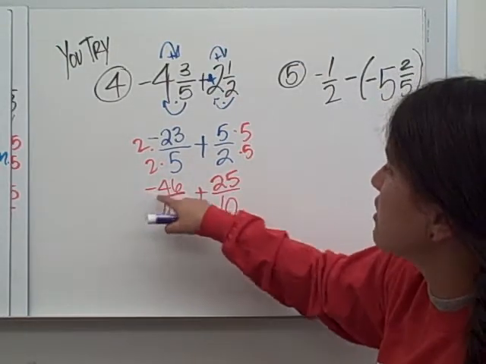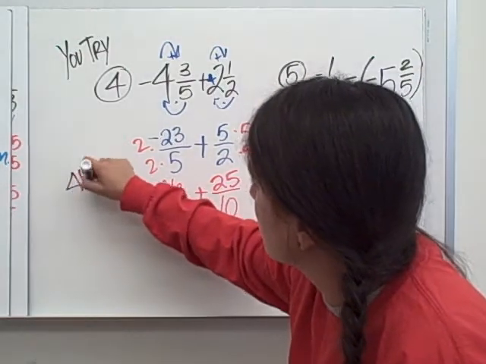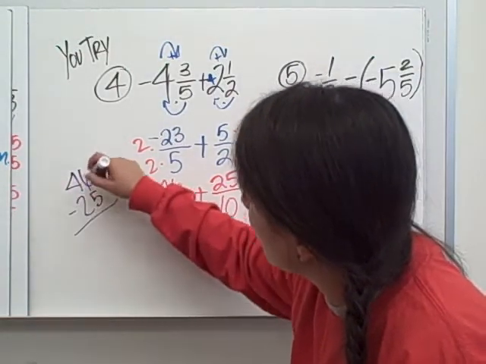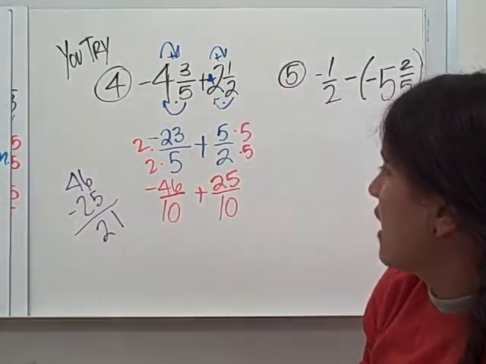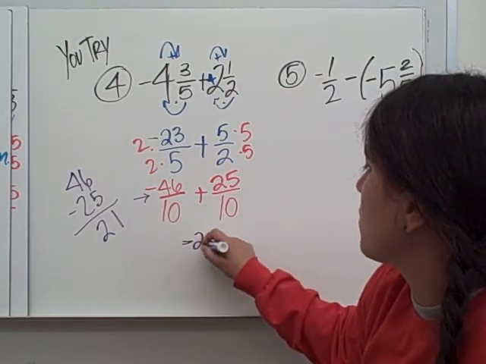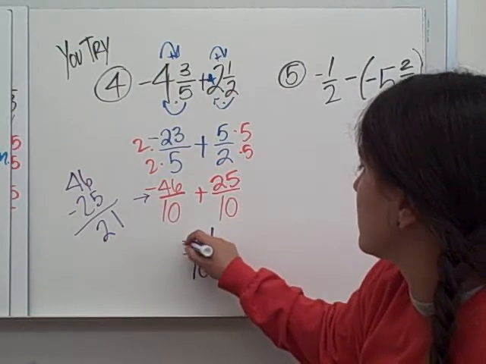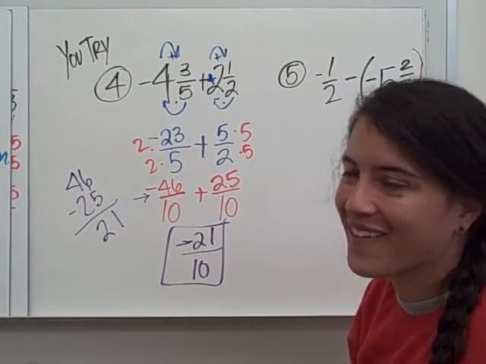And then I see I have different signs, negative 46 and 25, so I'm going to subtract. 46 minus 25. 6 minus 5 is 1, 2. And the 46 is bigger, so negative 21 over 10. Negative 21 over 10. I hope you got that right.